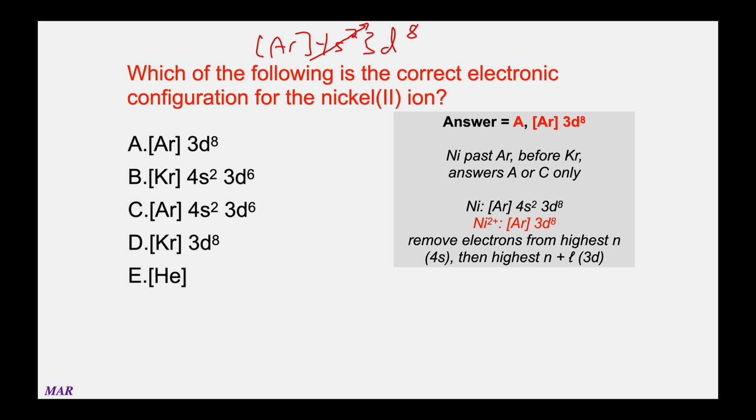Remember, this is really important with transition metals. Highest n comes out first. That usually means the s2 electrons in front, and then the d's, whichever one you're looking at, would be left after that.